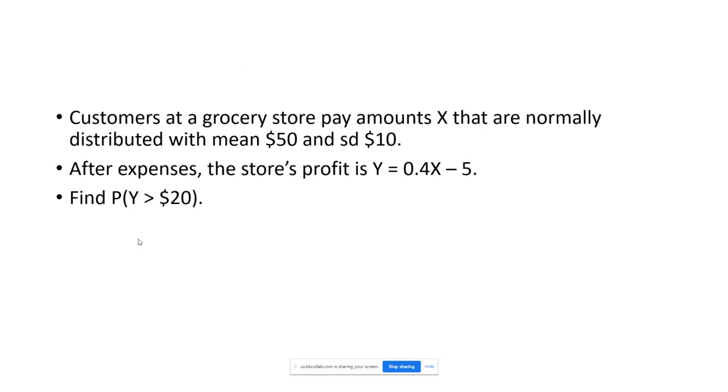So let's try using this idea. Customers at a grocery store pay amounts X that are normally distributed with a mean of $50 and standard deviation of $10. And after expenses, the store's profit is Y equals 0.4 times X minus 5. Try finding the probability that Y is greater than $20.